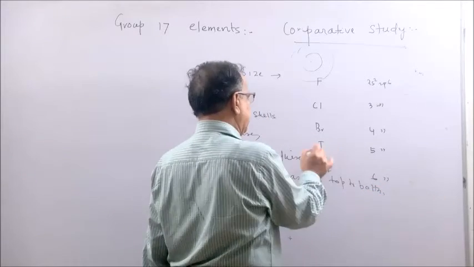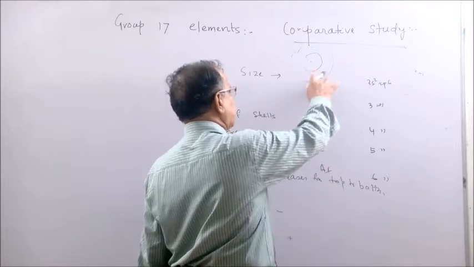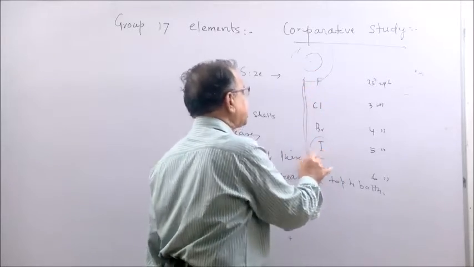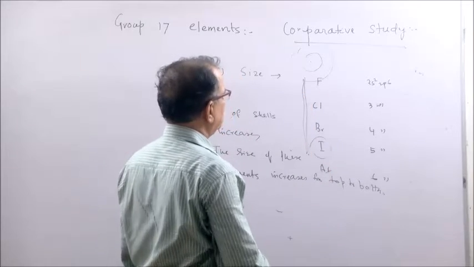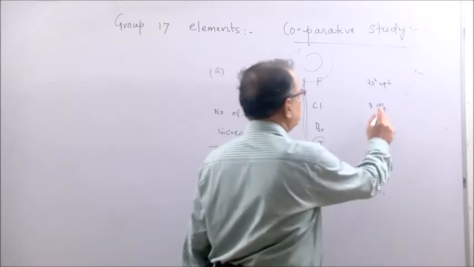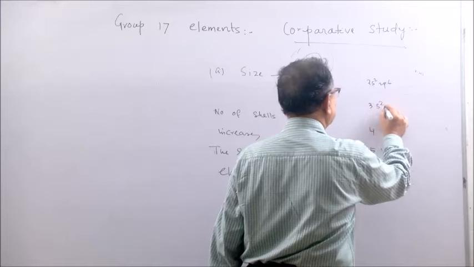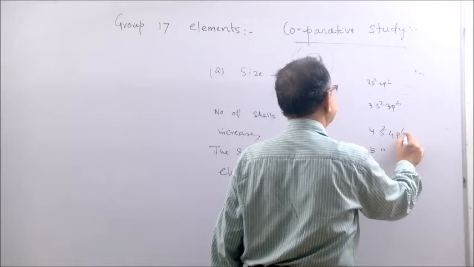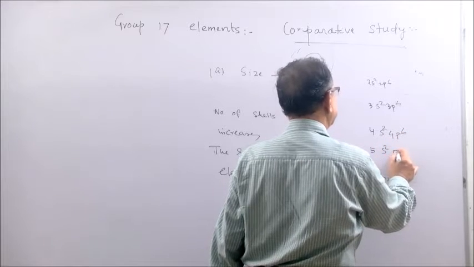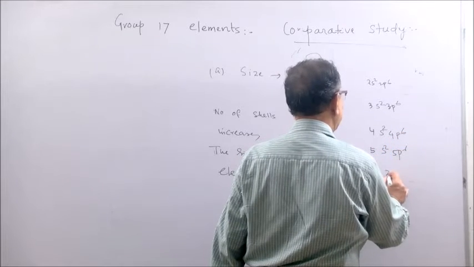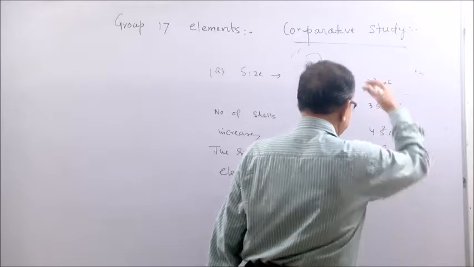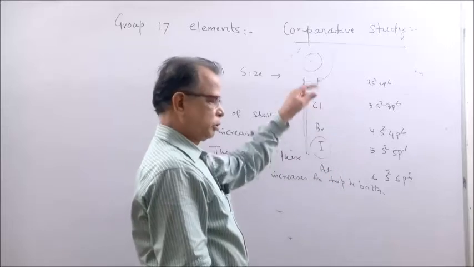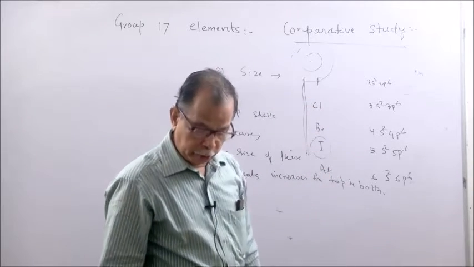We will discuss mostly fluorine, chlorine, bromine, iodine, because astatine is a radioactive element. So iodine is the bigger size and fluorine is the smaller size. The configurations are 2s2 2p6, 3s2 3p6, 4s2 4p6, 5s2 5p6, 6s2 6p6. As the shells go up, the size goes up, because the number of shells increases.